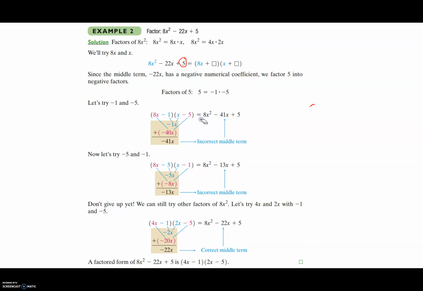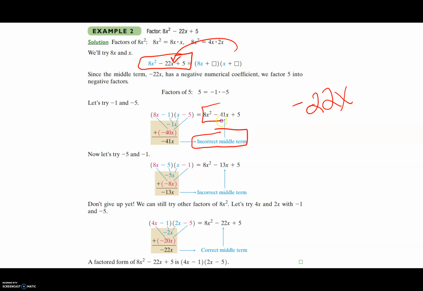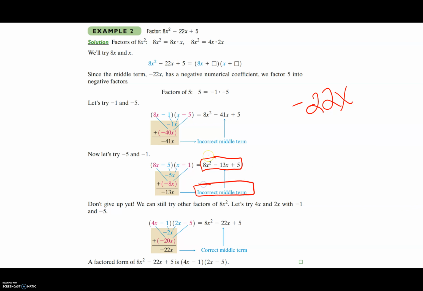Now, following our integer rules, when we take a negative 1 and we add it to a negative 40x, we end up with an answer of negative 41x. And when you go up here to the original equation, you can see that our inner value should be a negative 22x. All right, so if you look down, they're telling you right here the middle term, this result, is incorrect. So now when we go down to the next approach, again, they're showing you that it's going to be incorrect.